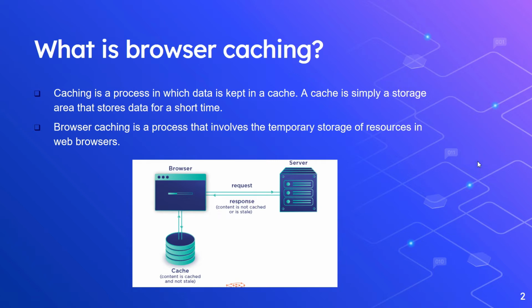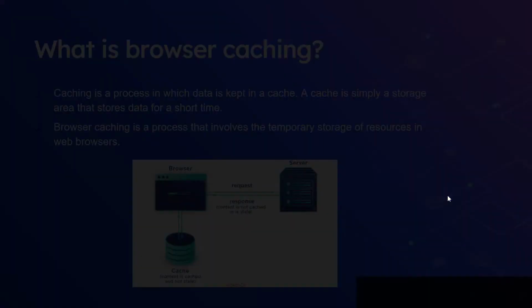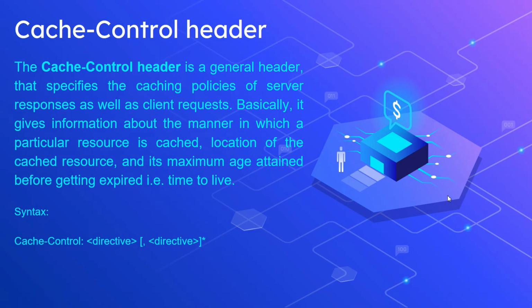Now we will discuss what a cache control header is. Basically, a cache control header is an HTTP header which specifies browser caching policies on both the client side as well as the server side. The policies include how a resource is cached, where it is cached, and its maximum age before expiring, which is the time to live. So this is what a cache control header is. As you can see the syntax here, this is how you write it on the client side as well as the server side. After the cache control header, you define the directives according to your requirement.